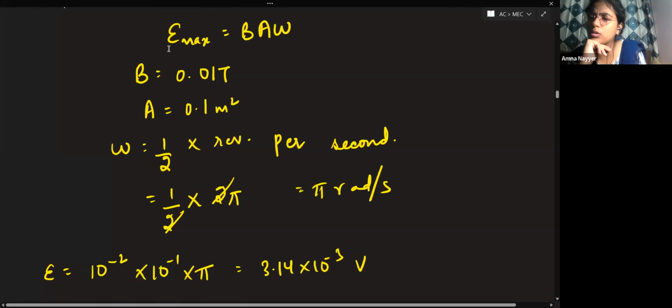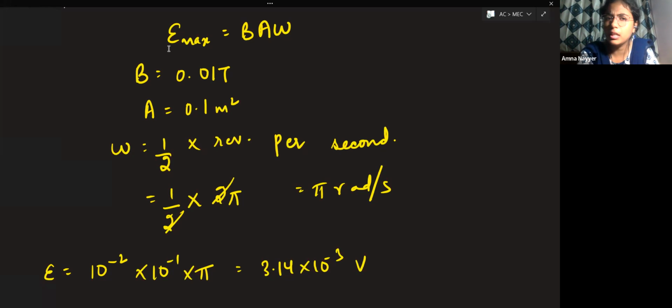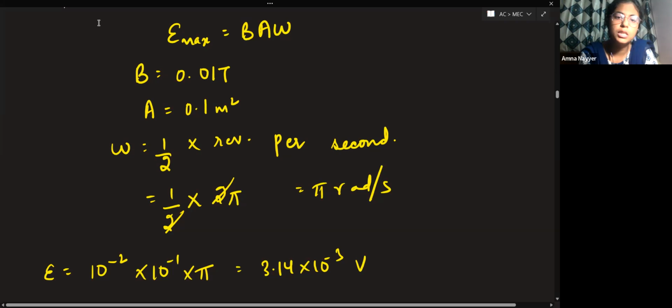So this much was all about AC generator. Apart from here, you don't need to remember anything. Now we'll just move on to the equations of AC. EMF, current, all these things we'll do. For AC generator, this much is sufficient.